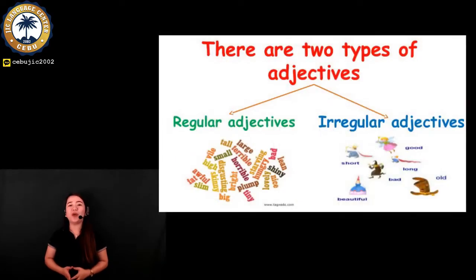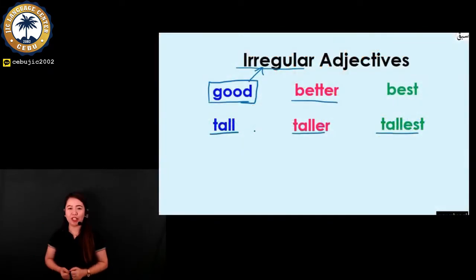So, we have two types of adjectives. First, we have irregular adjectives and regular adjectives. Irregular adjectives use different words instead of adding -er, -est, or more to create comparative and superlative forms. So we have here an example. Try to determine which are the irregular adjectives and regular adjectives.